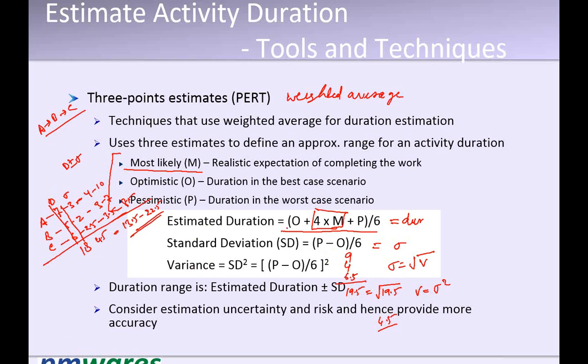Oh, this 6. Because it is 1 plus 4 plus 1. Yeah, 6 only. It's a weighted average: O plus M plus M plus M plus M plus P. Therefore, there are 6 instances. Any other thing?